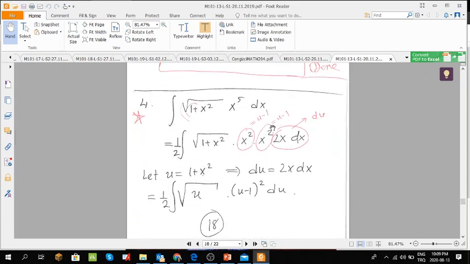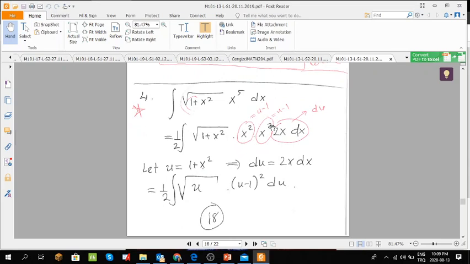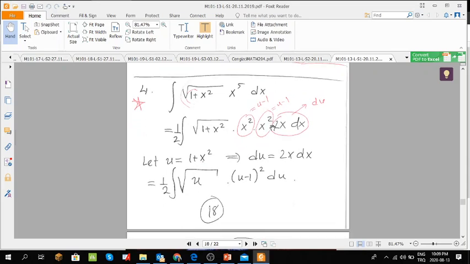And in question 4, this is a little bit harder than the previous ones. We have here square root of 1 plus x squared times x to the 5. If you say 1 plus x squared is u, we get 2x dx as du. However, we have x to the 5, so here you do this trick. X to the 5, you just write it as x squared times x squared times x. Then it's going to work out well.